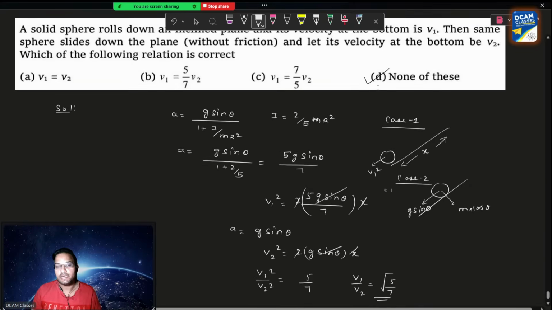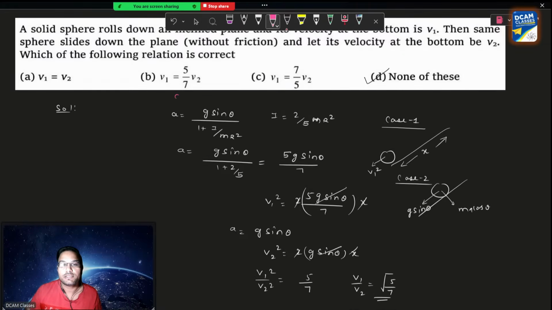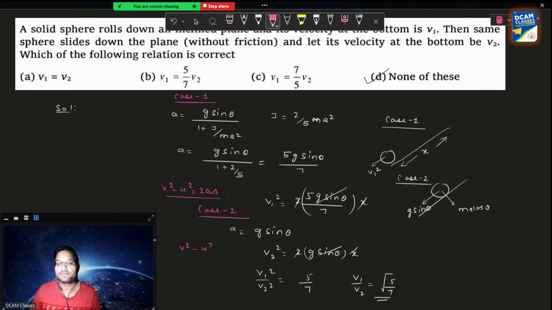Okay, let's end it then. Let me just write it. This is case 1 and this is your case 2 calculation. I'm using v square minus u square is equal to 2as here also.